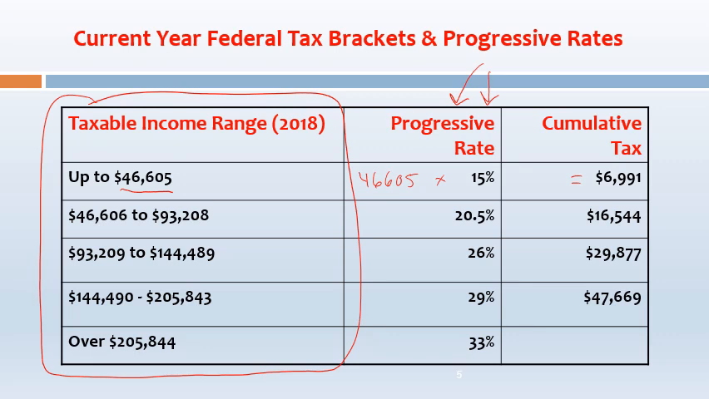That's in the rare instance a taxpayer earns exactly that much. So if a taxpayer were to earn something along the lines of $30,000, again, they would multiply the 30,000 times that first progressive rate, and then the result of that multiplication would be the amount of federal taxes payable.